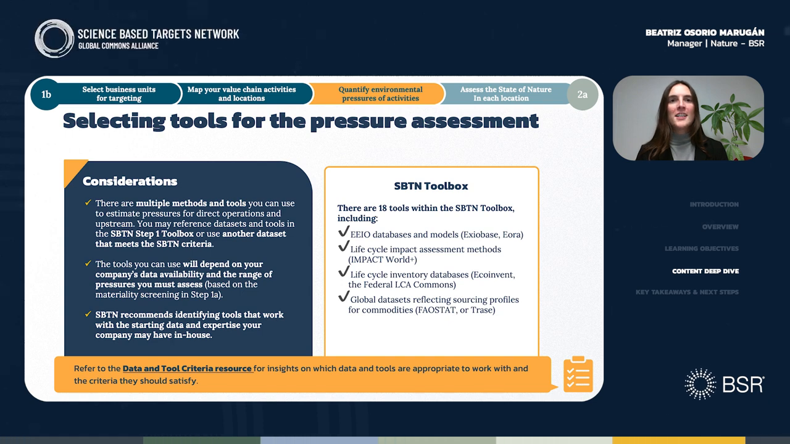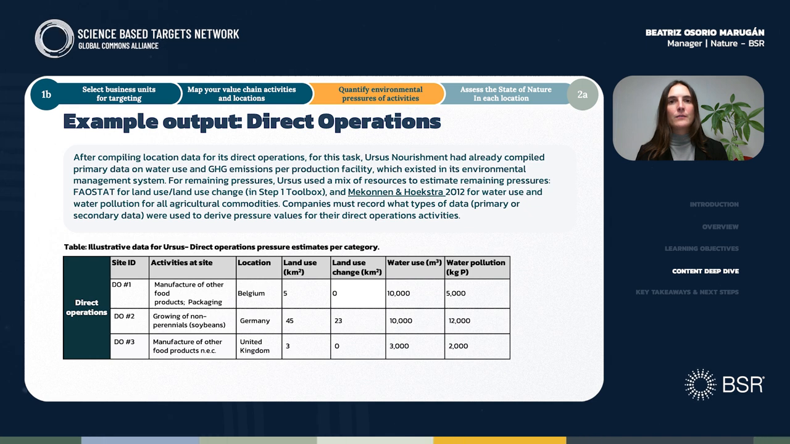Going back to ERSAs, this table here shows an example of quantified pressures for direct operations across the 5 pressures that were material based on Step 1A results. In this task, ERSAs had already compiled primary data on water use and GHG emissions for production facility. The company then used a mix of resources to estimate remaining pressures using FAO for land use and land use change, and Mekonnen and Hoekstra 2012 for water pollution for all agricultural commodities.